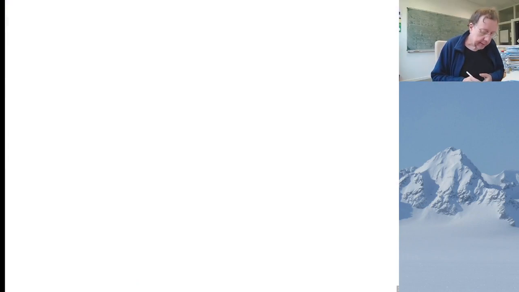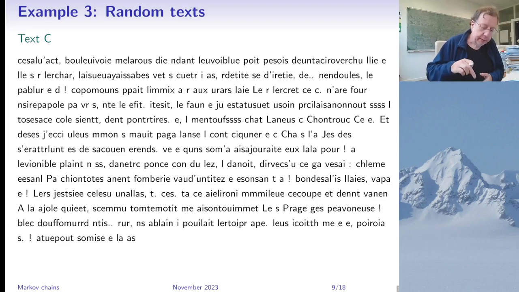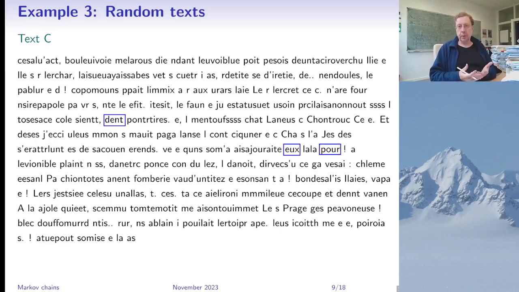And here is what I get with my sample text. So you see that, well, it's still gibberish, but there are some words which actually exist in French. So for instance, I see here the word dent, which means tooth, and eu here, which means them, pour, which means for. So you see, it looks a little bit more like a French text. And also, now you can see that capital letters are always at the beginning of the word when they occur, and punctuation marks like periods are at the end, and so on.